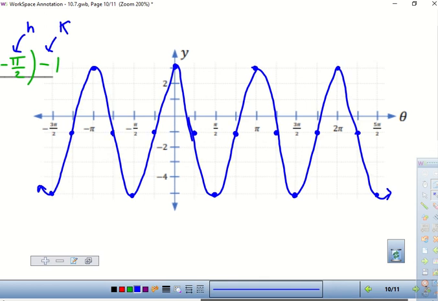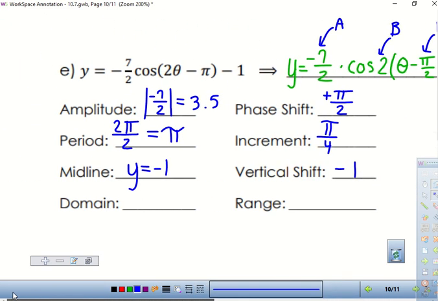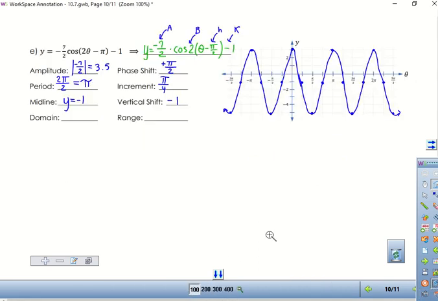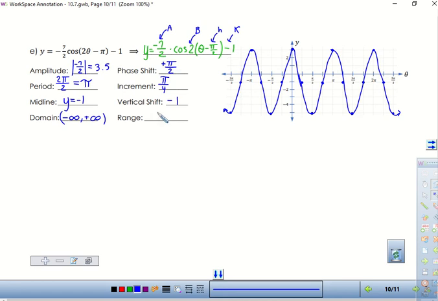Now once we have it, we can identify our domain and range. Well, the good thing about these graphs is the domain is typically -infinity to +infinity because it goes in both directions forever. But the range is determined by its lowest and highest point, which is -4.5 to +2.5. Would you agree with that, the range, how I got that? Okay. So that is how you do E.